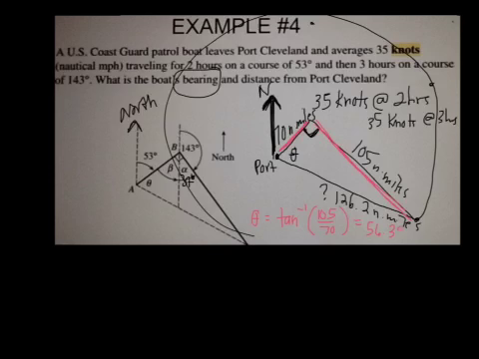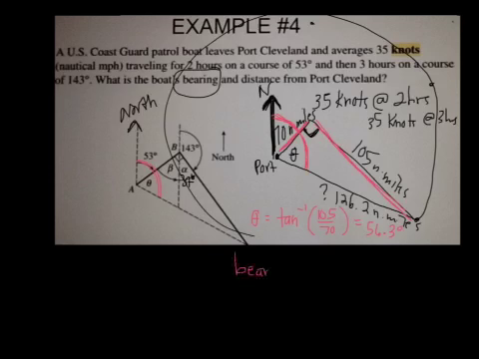Then why do we do that, Mrs. D? Well, that angle is part of your bearing. You still need to come all the way back to north. So from north, we are this direction from north. So adding this 53 degree angle in will give us our obtuse measure for our bearing.